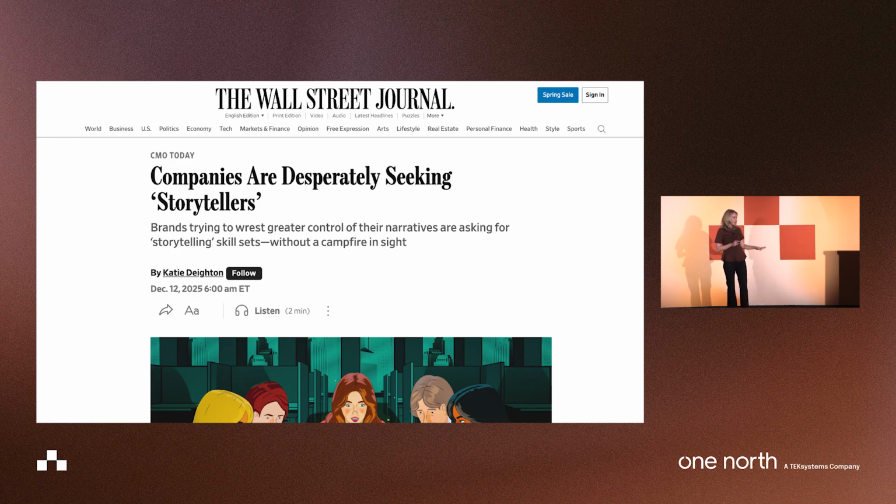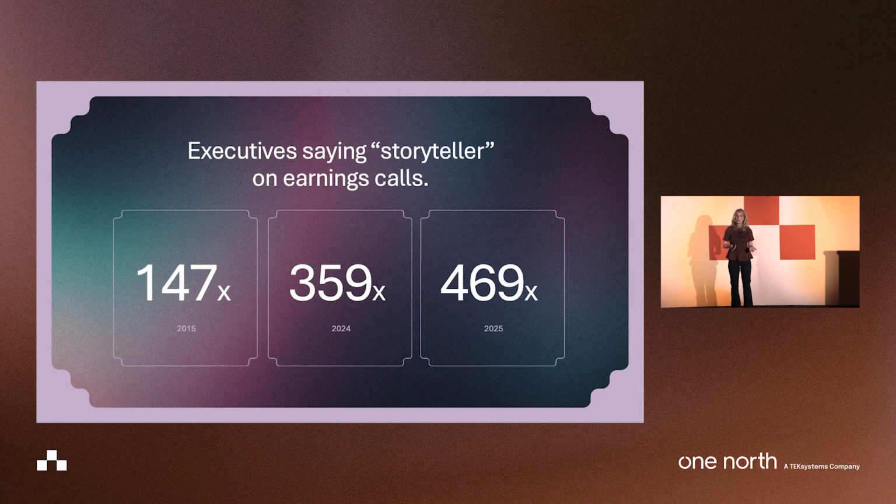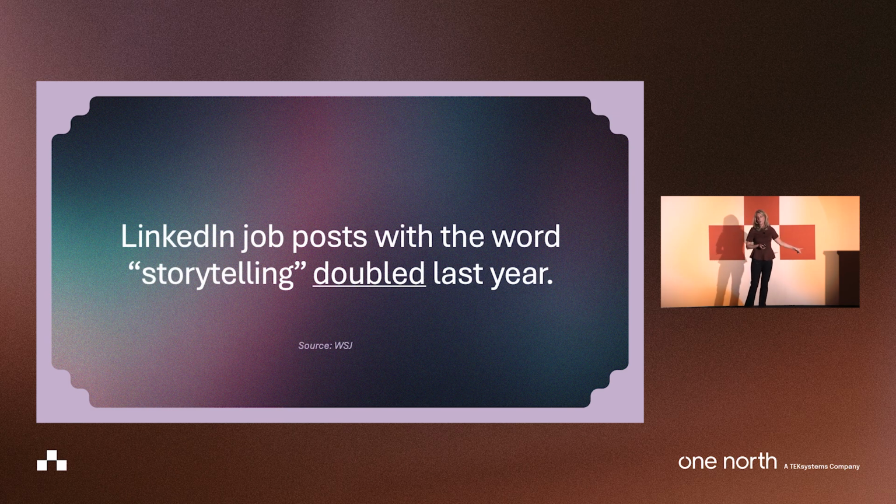Now, Ben stole my thunder just a little bit, but actually teed me up well, referencing this article about how companies are desperately seeking storytellers. The demand for this discipline has risen dramatically in the last few years. We can track that. We can look at some metrics, and this is in the article if you want to read it. One way they quantified this was they went back and looked at transcripts of earnings calls the last couple years. In 2015, it was stated 147 times. And over 10 years, that number triples. Another stat, LinkedIn job posts last year alone that mentioned the word storyteller doubled.